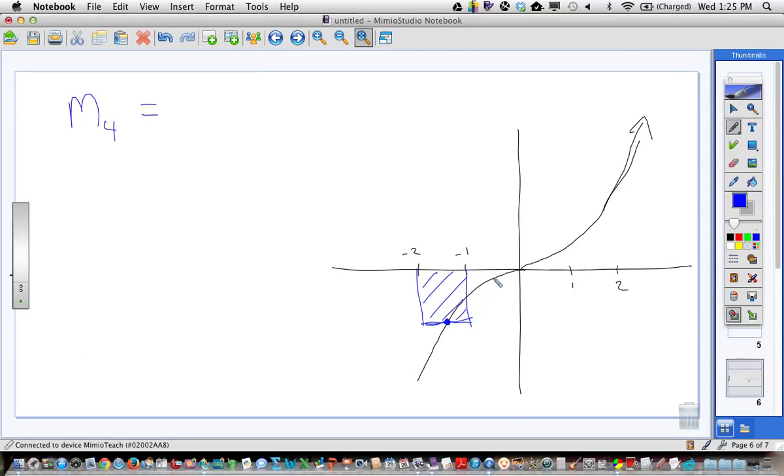The next one, you go to the midpoint, and you go across. Go to the midpoint, and you go across. Midpoint.